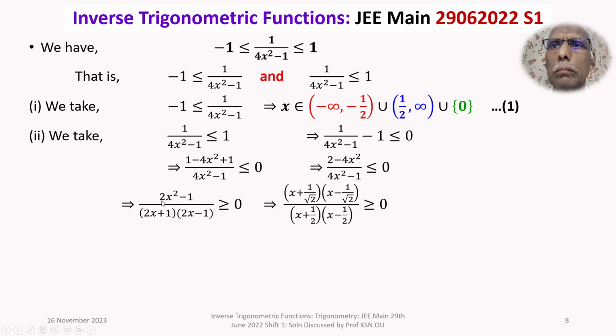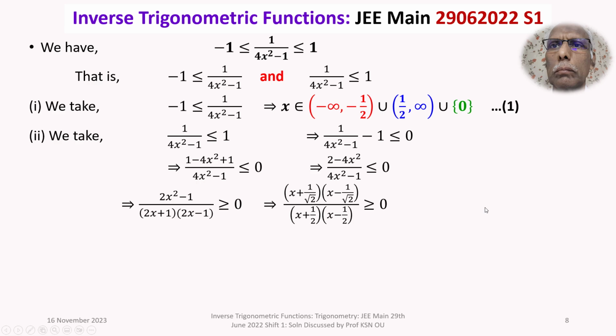And 2x square minus 1, this we have written as x plus 1 by root 2 into x minus 1 by root 2. That means we have cancelled 4. And here also 4 we have taken common, and x plus half into x minus half greater than or equal to 0. So that's we get the 4 critical points.